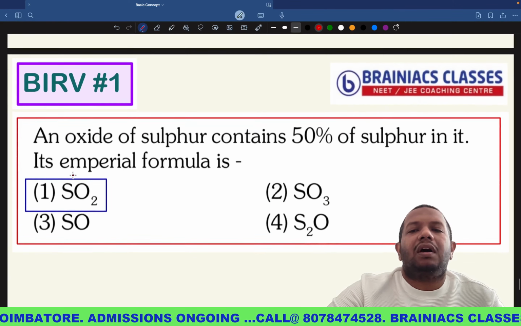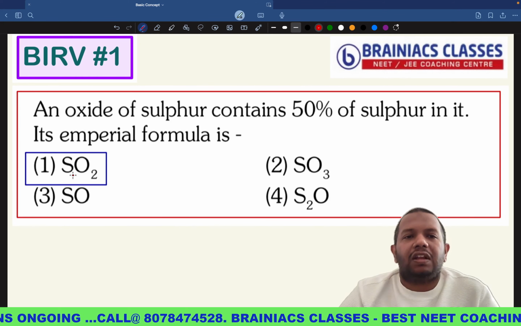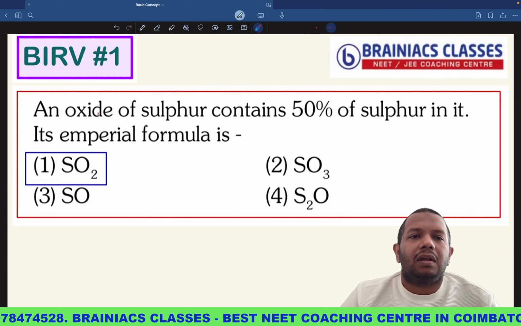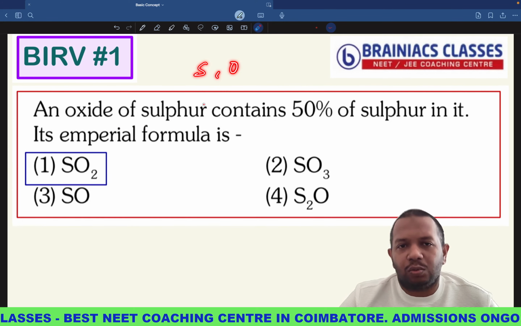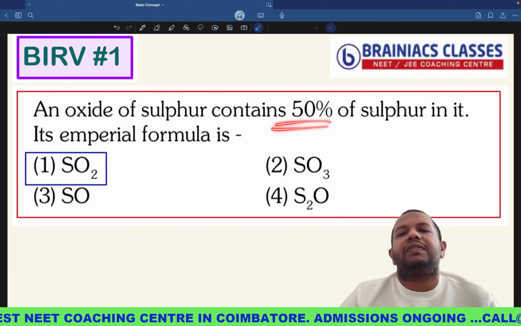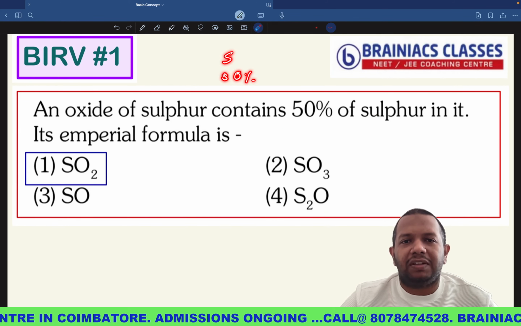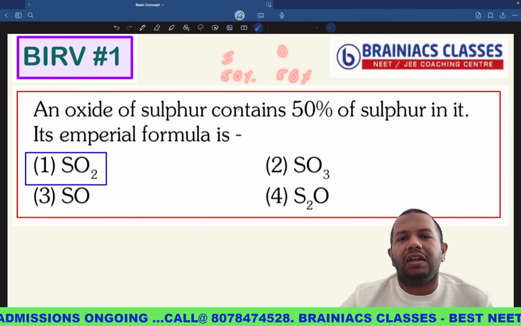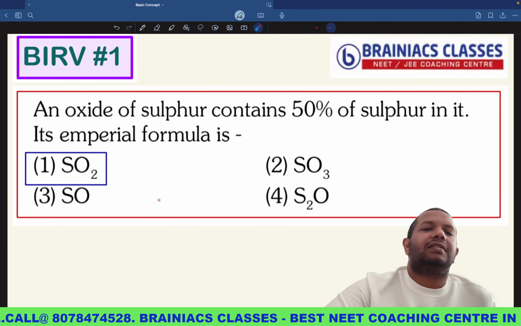Okay, now we have another question. Here also we will calculate how to find the empirical formula. Read through the question, all of you. An oxide of sulfur, so we know that sulfur and oxygen are the two elements, contains 50% sulfur in it. So if sulfur is 50%, surely percentage means 100, so oxygen should also be present in 50%. So here also they have equal mass. Its empirical formula is, that is the question.